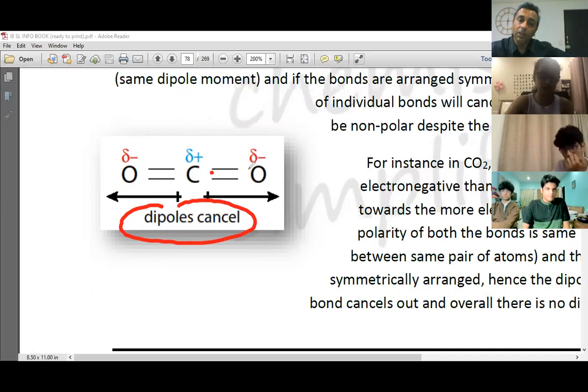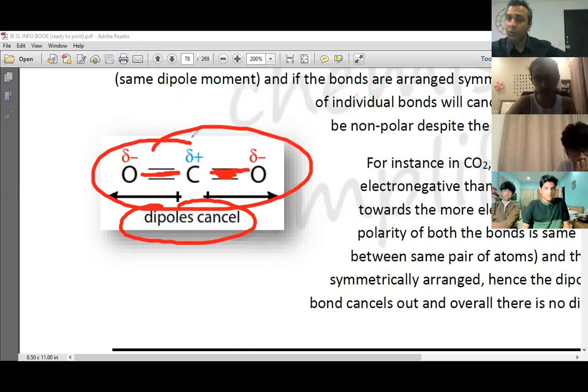So this bond happens to be polar, this bond happens to be polar, but the CO2 molecule is not polar because the dipoles get cancelled. So carbon dioxide is a non-polar molecule. Now there are more cases like this where individual bonds are polar in the molecule. All the bonds in the molecule are polar, but the molecule as a whole is non-polar.